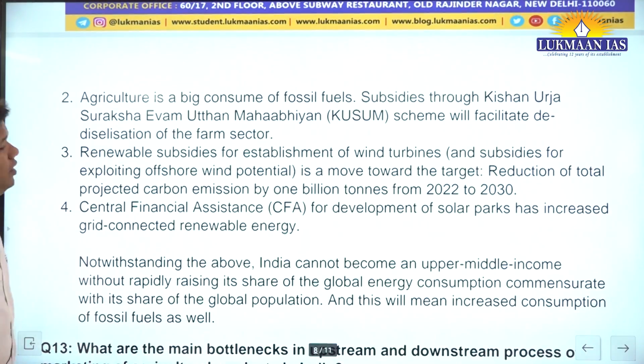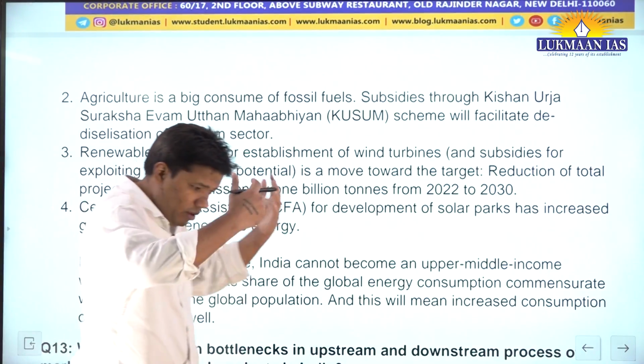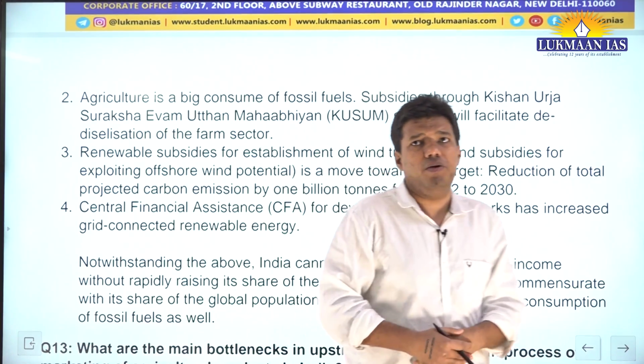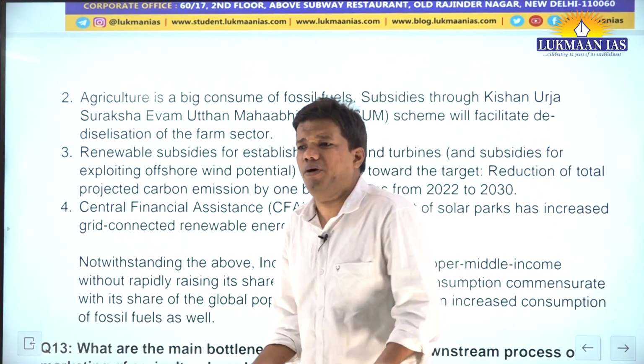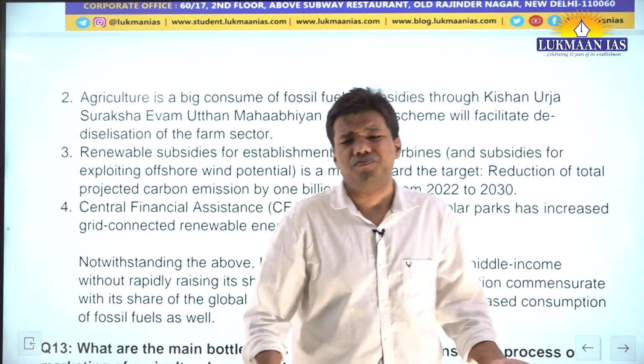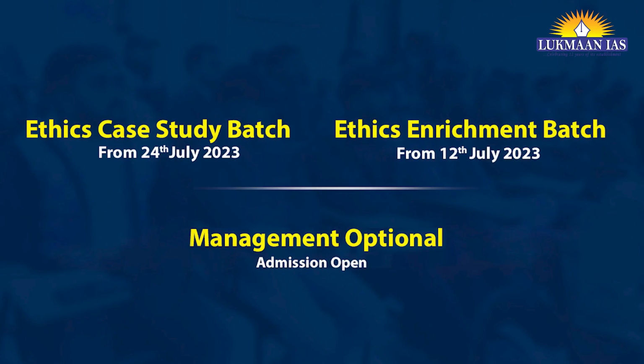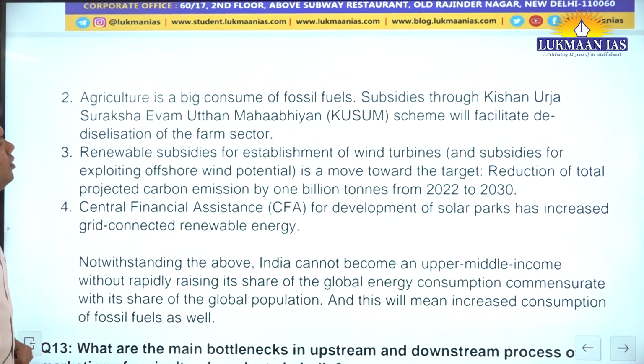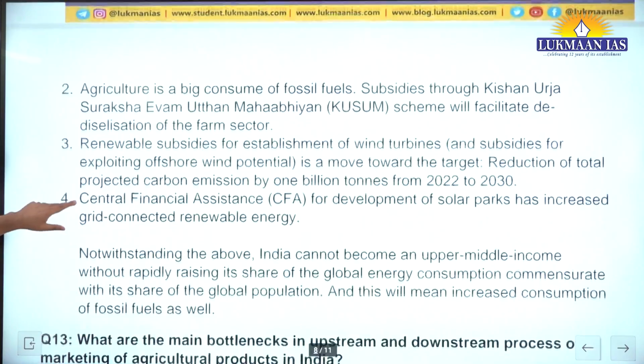Now, the second part, in agriculture. You see, the ordering of the points is also very important. Now you are concerned about the farmers. Farmers operate on diesel engines, right? Tractors are also on diesel. So what is this Kusum Abhiyan trying to promote? Solar pumps. Okay, so it will facilitate de-dieselization of the farm sector.